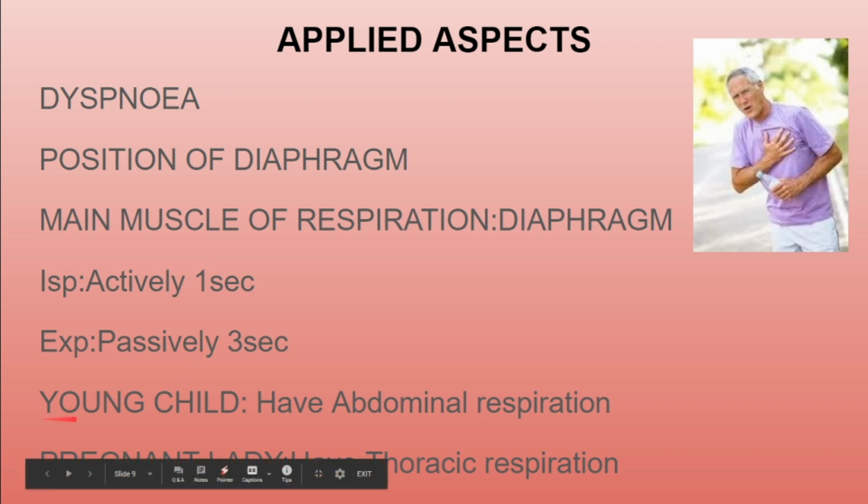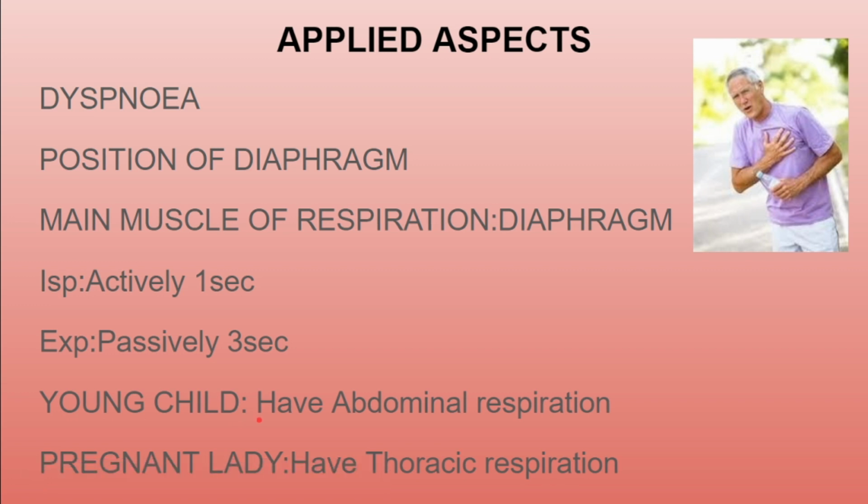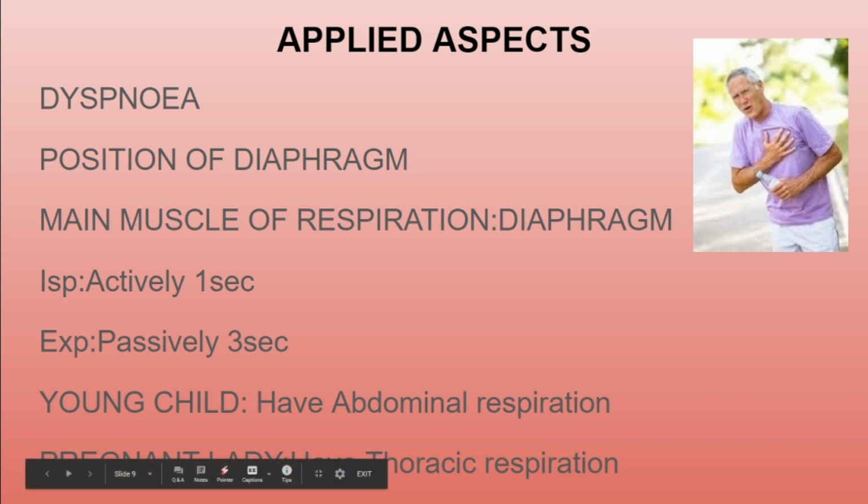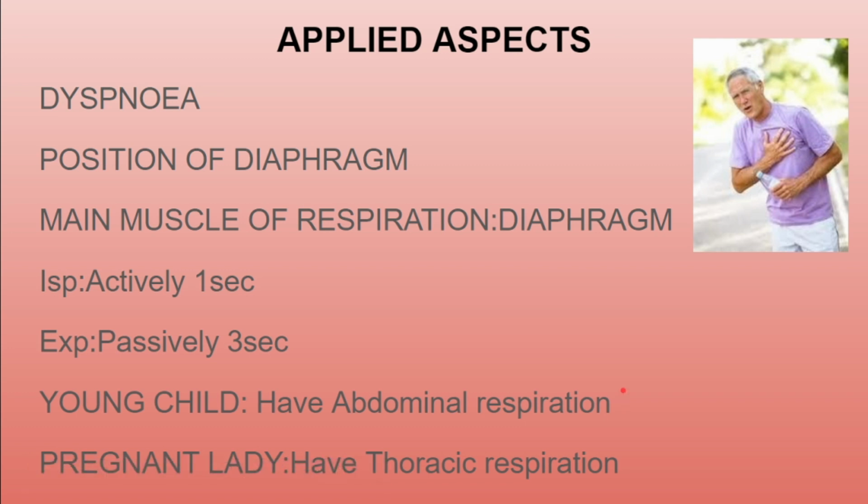Now in a young child up to 2 years of age, the thoracic cavity is almost circular in cross section, so the scope for anterior-posterior expansion is very limited. So such respiration in the young child is abdominal respiration, very important for the viva aspects. And in a pregnant lady in the advanced stage of pregnancy, the descent of the diaphragm is limited. So the type of respiration in the pregnant lady is thoracic respiration, again very important for applied aspects in the viva. So this was all about the respiratory movement in the thoracic cavity.